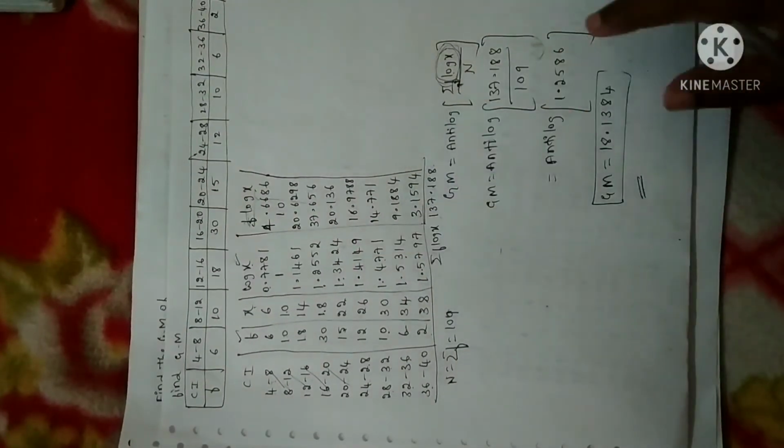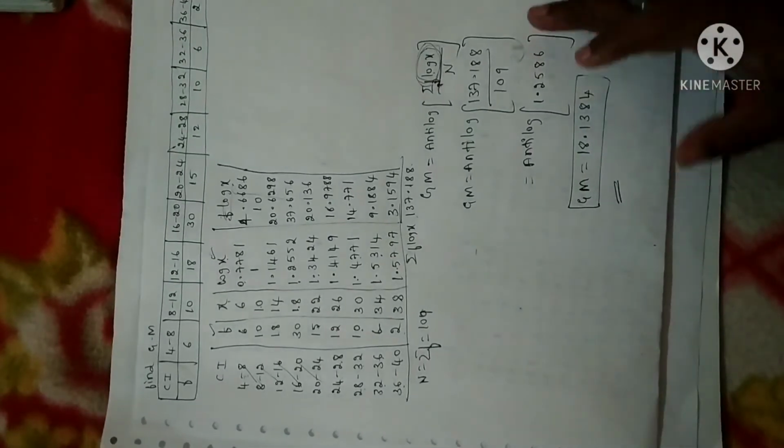So the calculation is quite simple, but you have to take care while simplifying. If one value is wrong, everything goes wrong. So please take care of the calculation. Hope it is clear.